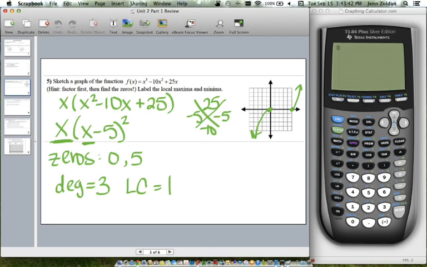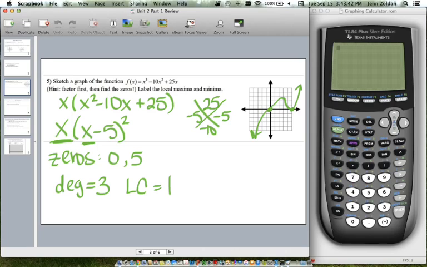So since our exponent for that x minus 5 is even, that means at that 5 it is going to bounce. So at the 5 it should bounce. So your curve's going to look something like that, and then it's going to go through at that 0. So your graph looks something like that. Hopefully your graph looks a lot better than mine.